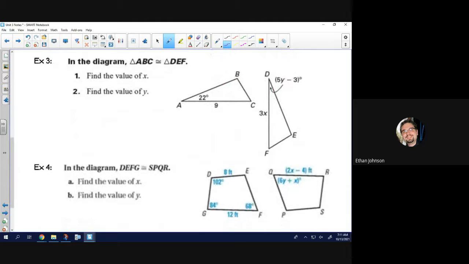If we look at example 3, it says triangle ABC is congruent to triangle DEF. So I know A matches with D. I know B matches with E. And I know C matches with F.